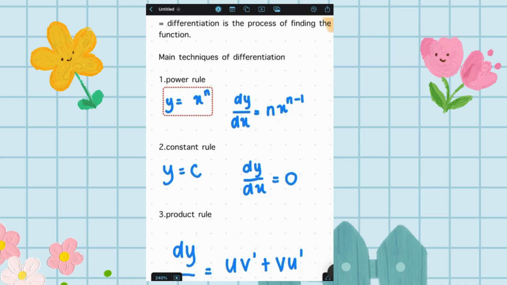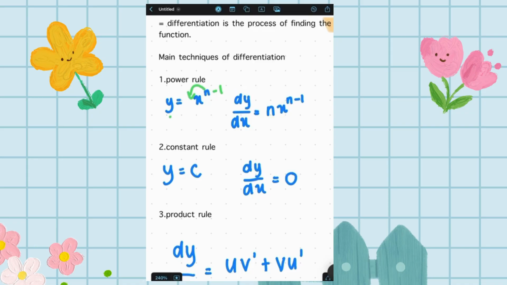The rule says if y equals x to the power n, then dy over dx equals n x to the power of n minus 1. In simple words, bring down the power and then subtract 1 from the power.